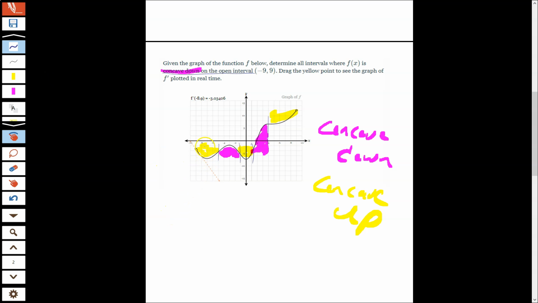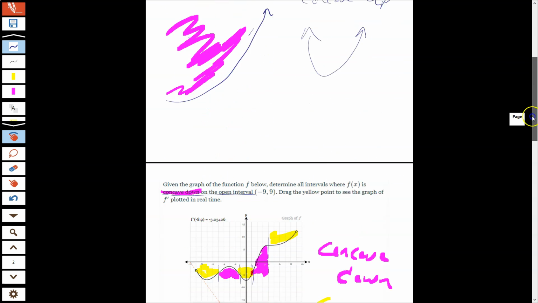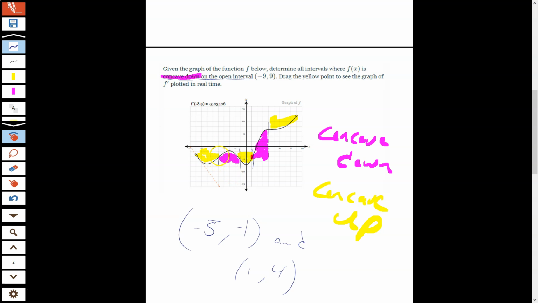Our solution here would be, well, my purple zones, so we'll use parentheses for all these intervals, -5 to -1, and then from 1 to 4. Okay. The title of this lesson is Concavity and Inflection Points. So let's talk about what an inflection point is. An inflection point is anywhere where the concavity changes. Okay. So these spots are inflection points. And at those points, the second derivative is equal to a certain number that I bet you could guess.